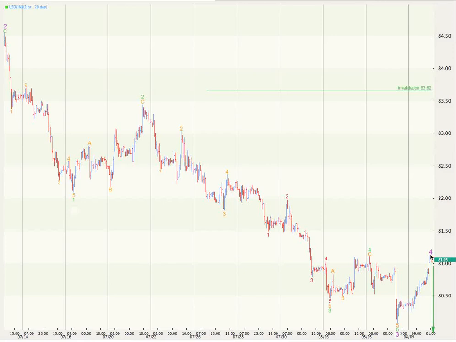Wherever this fourth wave for wave pink ends, when it's finished, the next move for the dollar will be another 5-wave structure to the downside. Wave 4 cannot move into wave 1 price territory, so we shouldn't expect price to move above 83.62.